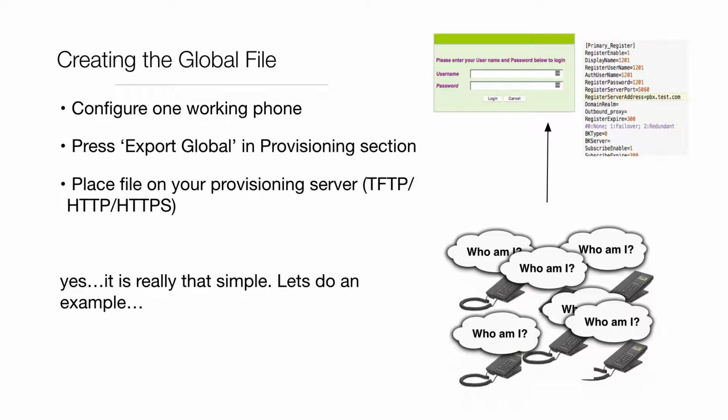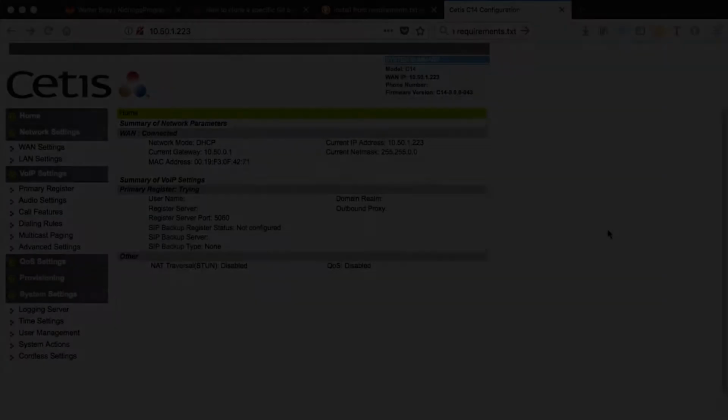Creating configuration files has gotten much easier with the global file method. You only have to create one configuration file for a basic installation. You only have to load it on the TFTP server. You can change that file if any of the base settings change. Moreover, the web UI now supports exporting that global configuration file, so you don't have to have a special program to create the file like in previous versions of Cetis firmware.